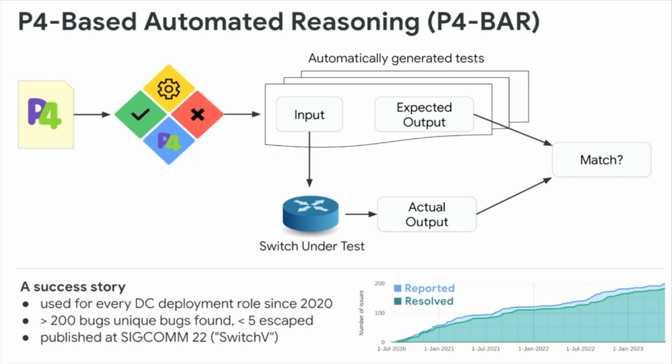So we will actually have a talk after this that talks about one of these tools in more detail, and Jonathan will also tell us a bit more right now. And maybe you have heard about P4 Test Gen. That is actually one of those tools, although not developed by us, but by Fabian. But we have similar tools in-house. And so this has been very successful at Google. It has been used for every data center deployment role since 2020. Found many, many bugs. We have missed almost no bugs. And we've published this work as well. And you can see here a graph that these are relevant bugs that get quickly resolved.